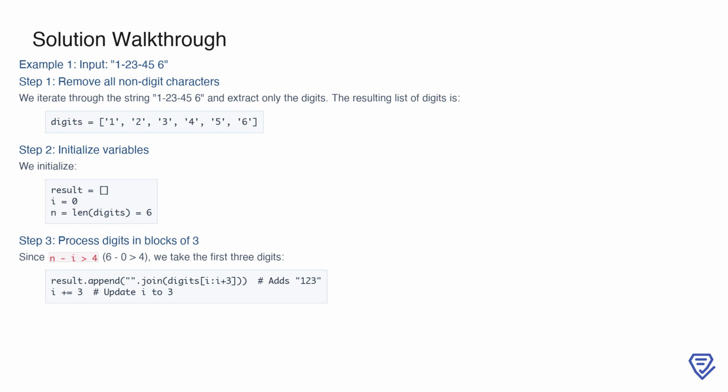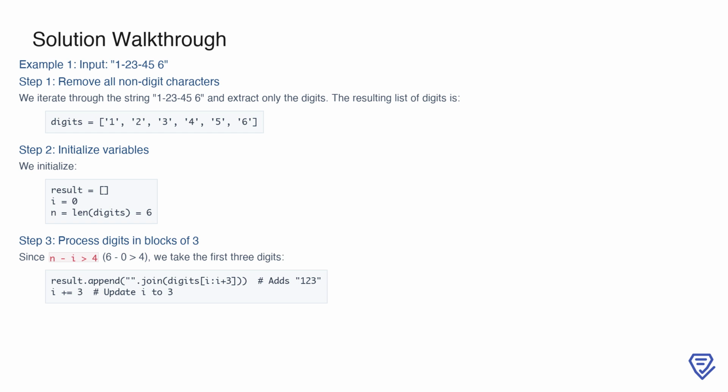To solve the problem, we start by processing the input string "January 23, 45.6". The first step is to remove all non-digit characters, leaving us with only the digits. After iterating through the input, the resulting list of digits is 1, 2, 3, 4, 5, 6.